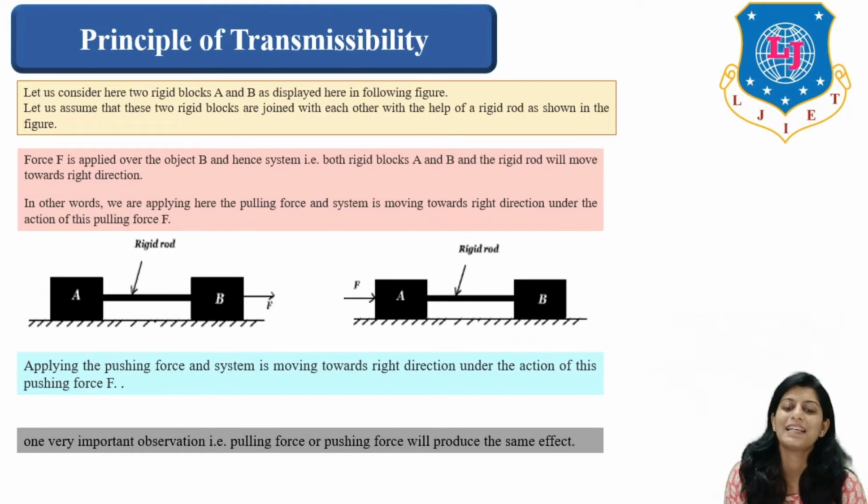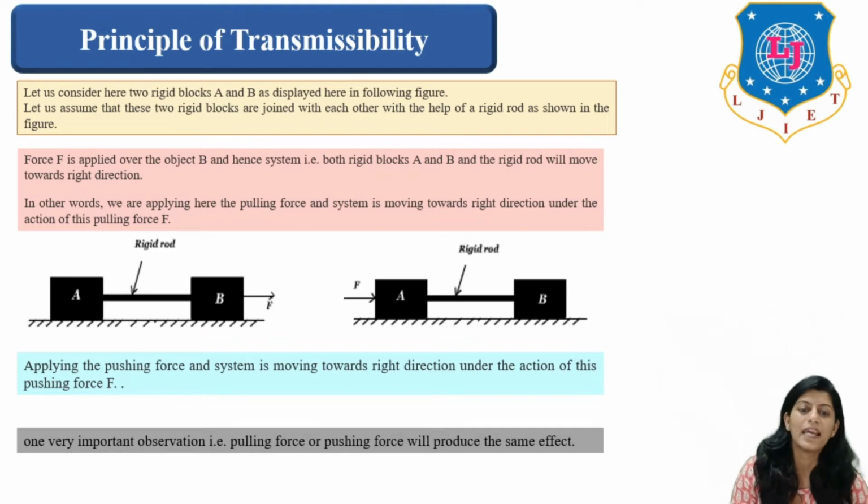Right? For understanding this, let us start with all the considerations or assumptions which we need to make. First of all, let us consider that we have two rigid bodies, block A and block B, as you can see here in the picture. These are the two bodies which we will be considering in understanding the principle of transmissibility. Now, let us assume that the two rigid bodies are joined with each other with the help of a rigid rod. As you can see here, there is a rod which has attached both the bodies very rigidly.